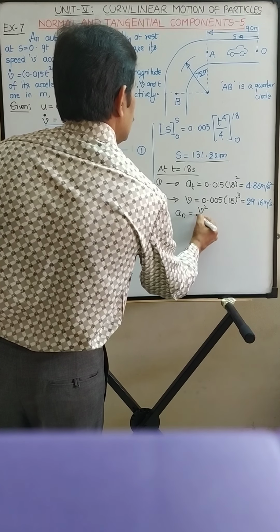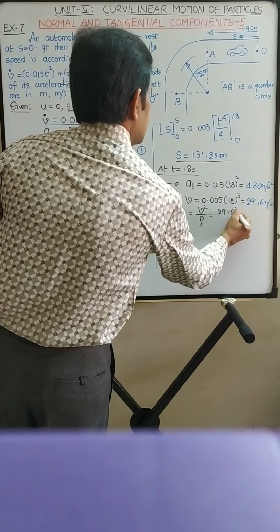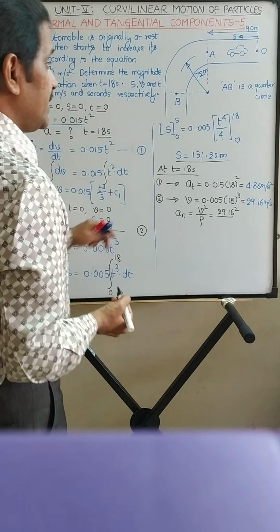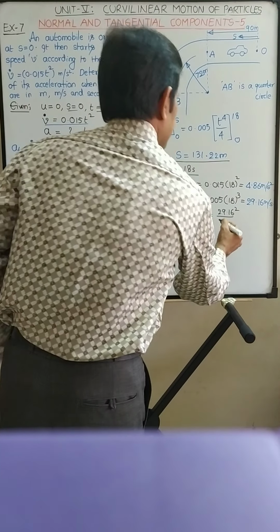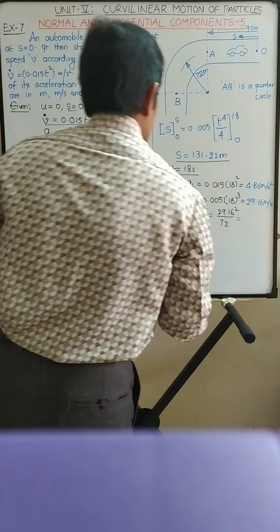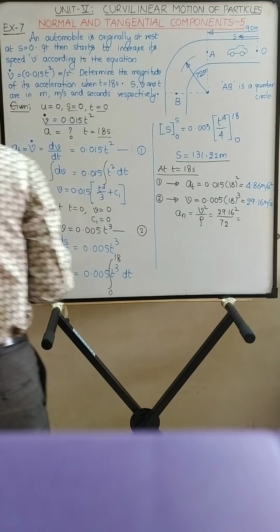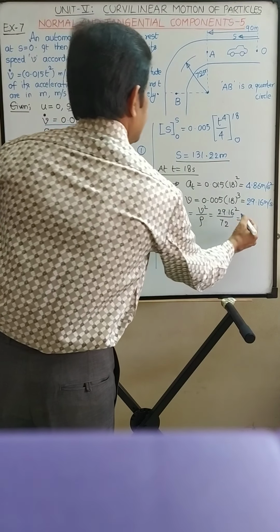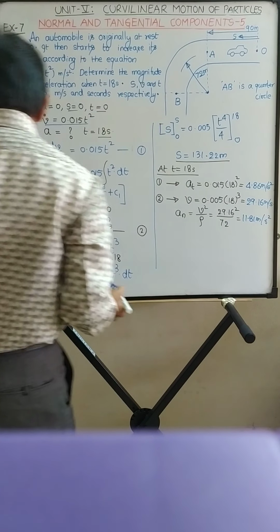AN is equal to v square by rho. v is 29.16 square, and what is rho? Radius of curvature of the path. It is given 72 meters. So the normal component of acceleration is 11.81 meter per second square.